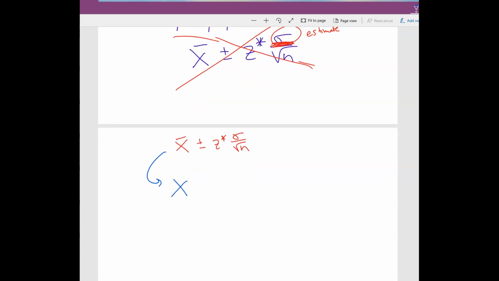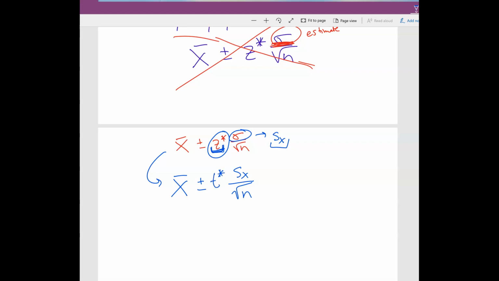So it's still going to be x bar plus or minus. Instead of, we'll talk about z in a little bit, we're going to estimate the sigma. The best way to estimate sigma is with the sample standard deviation, s sub x. So this will be s sub x over square root of n. The thing is, when you estimate with s sub x, you change the distribution. So this is no longer going to be z. This is now going to be t.